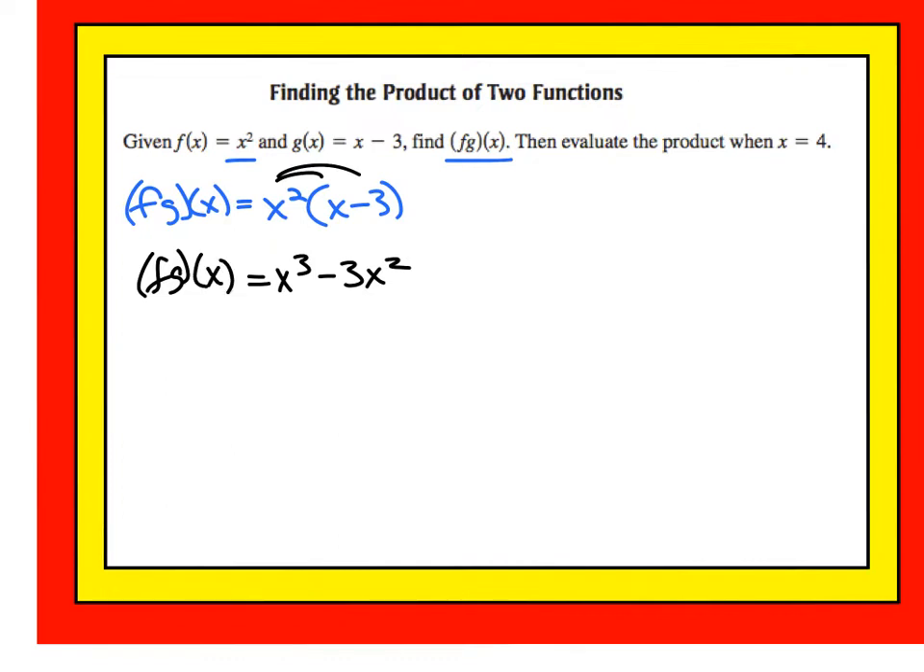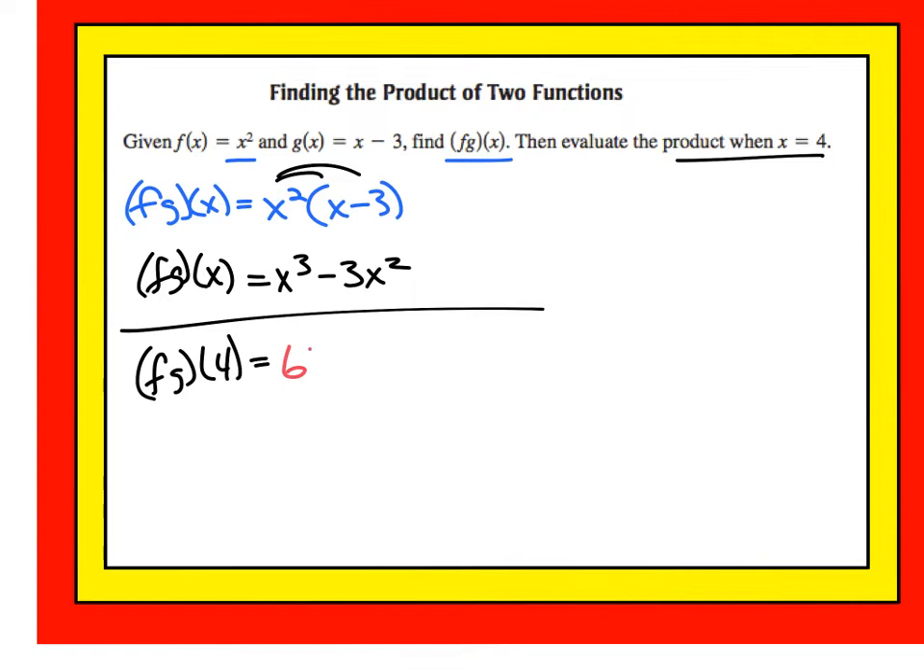All right. And so from there, I need to evaluate the product at x equals 4. So now I do f times g of 4. So I substitute in 4. So what is 4 cubed? 64. Minus, what is 4 squared? 16 times 3 is 48. So 64 minus 48. So 64 minus 48 is? Cade? Would you like to phone a friend? 16. 16. Good job. All right.